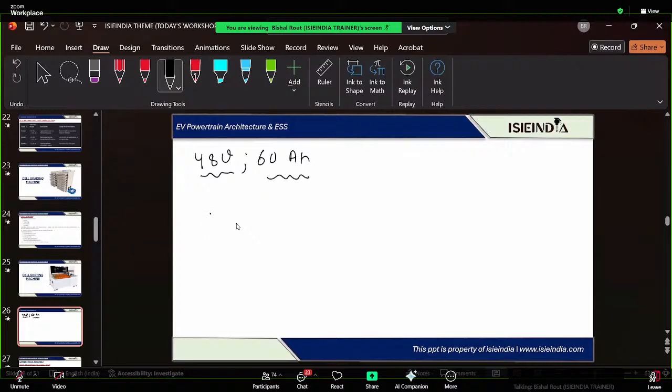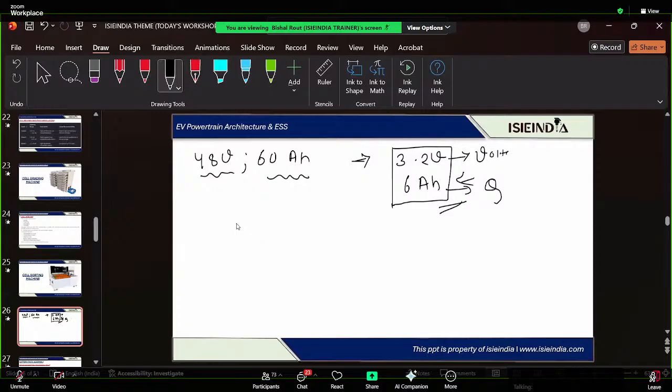And you have a cell which is 3.2 volt and 6 ampere hour. Let us suppose 3.2 volt, 6 ampere hour. This is one cell rating, right? Ampere hour is nothing but the capacity, which is represented by Q, and voltage is the voltage of the cell, right?